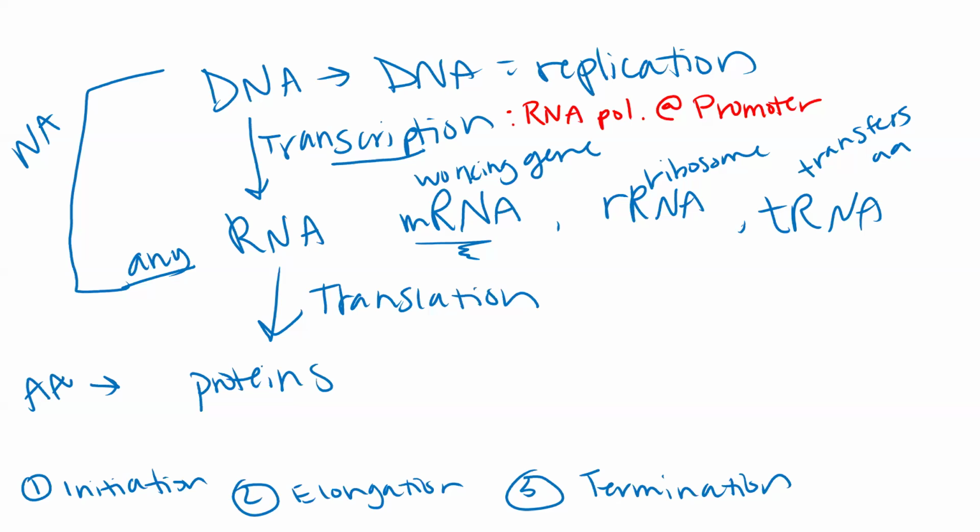So now we've got our messenger RNA, which is our working copy of our gene, and we're going to make it into a protein. So in translation, now we're going to have the ribosome. This is our initiation, number 1, for translation. We'll clamp on or bind onto the messenger RNA.